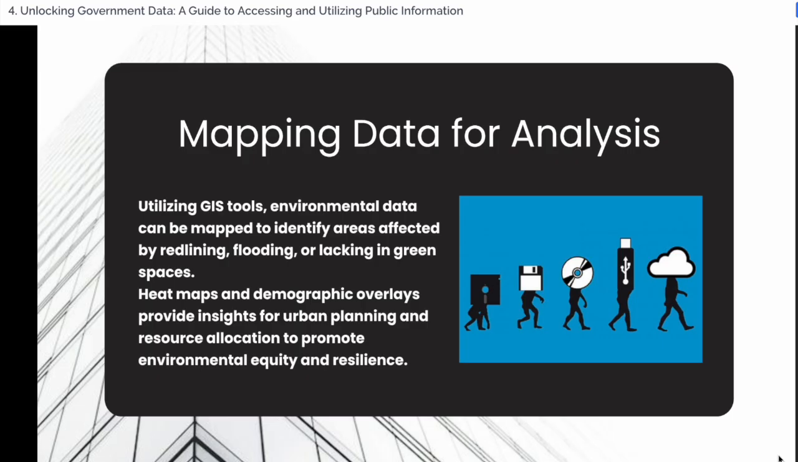All right. Mapping data for analysis. Using GIS tools, environmental data can be mapped to identify areas affected by redlining, flooding, or lacking in green space. Heat maps and demographic overlays provide insights for urban planning and resource allocation to promote environmental equity and resilience. As we move forward, once we get into mapping, we'll begin to talk about how you can take layers and lay them on top of each other and really start seeing the world in a different way.